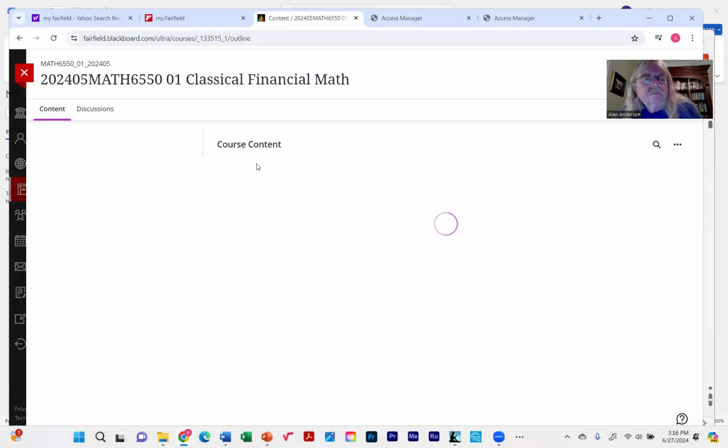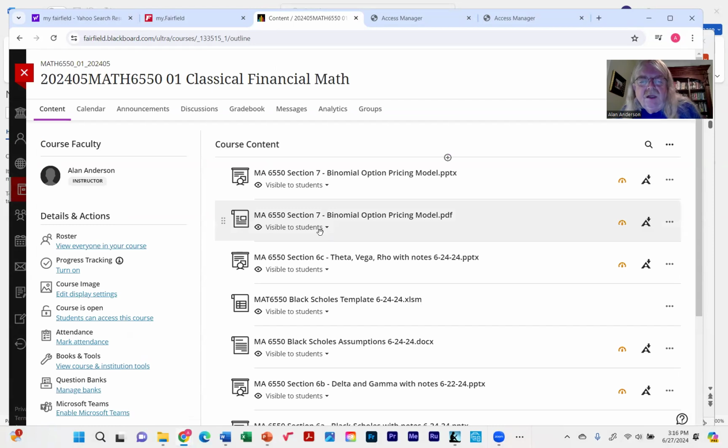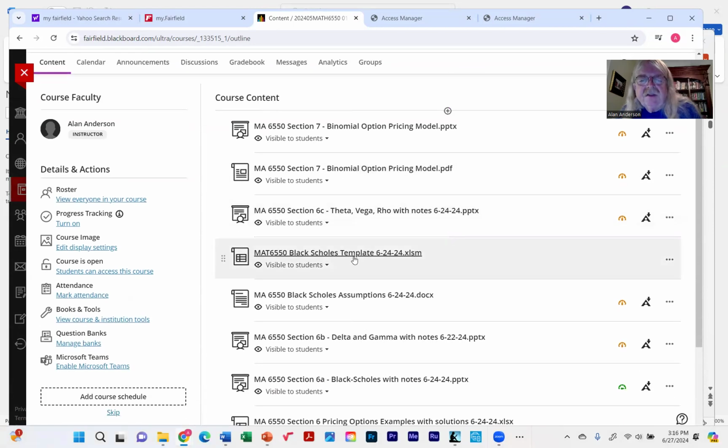So, there's the template. You can use that to get you started on pricing options with Black-Scholes. I included, remember, some of the code, but not all of it, to get you started.